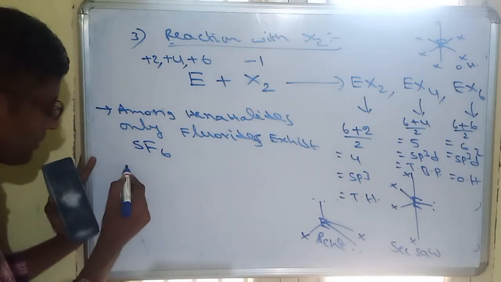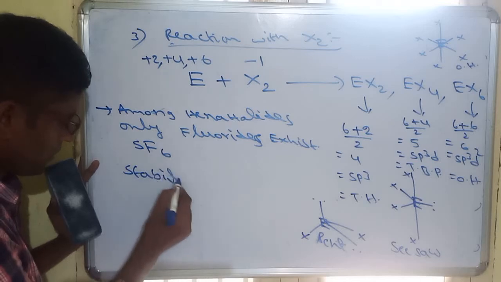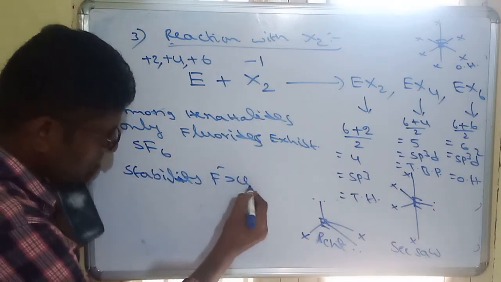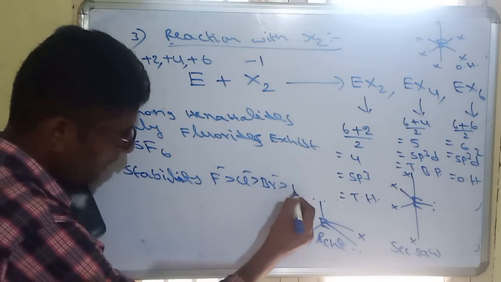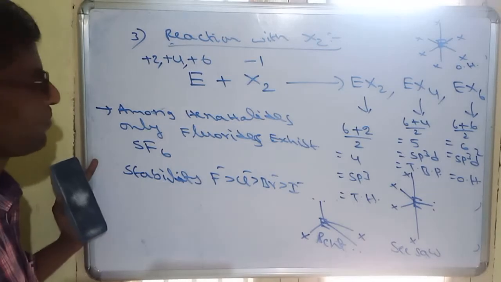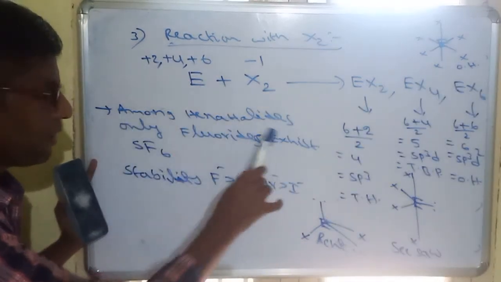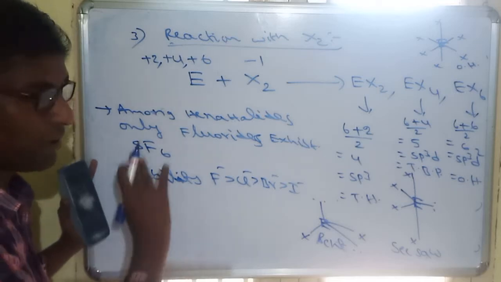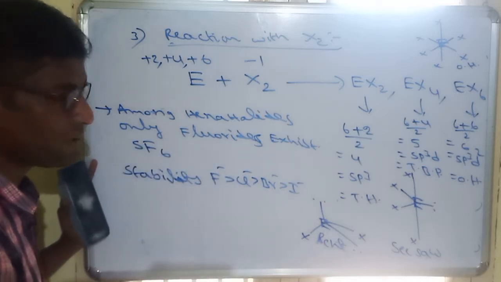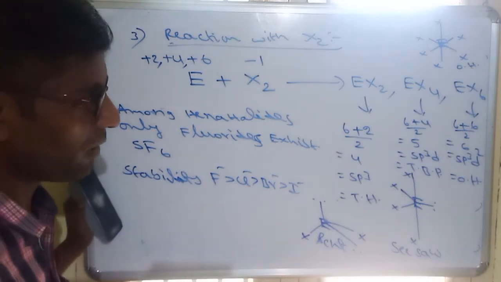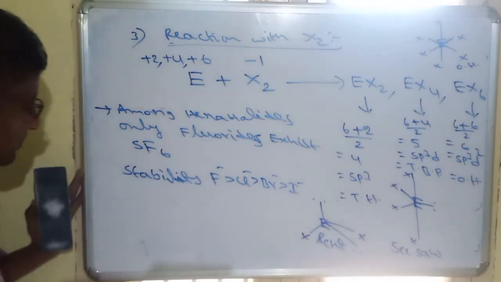The stability order I am giving: fluoride, chloride, bromide, and iodide. So among hexahalides, only fluorides exist, like SF6, SeF6, but chlorides and bromides do not exist due to the very bulky molecule and the larger number of atoms, so very high repulsions will take place.